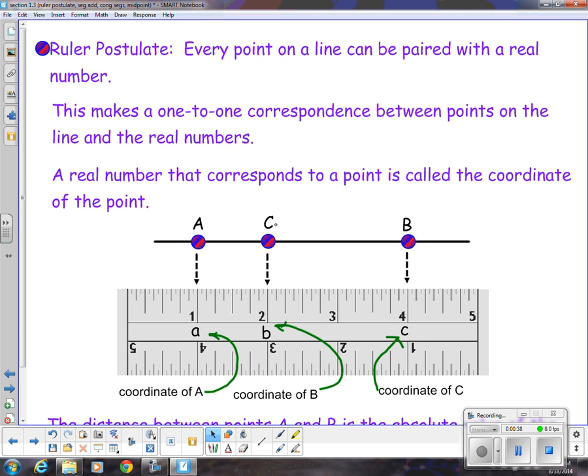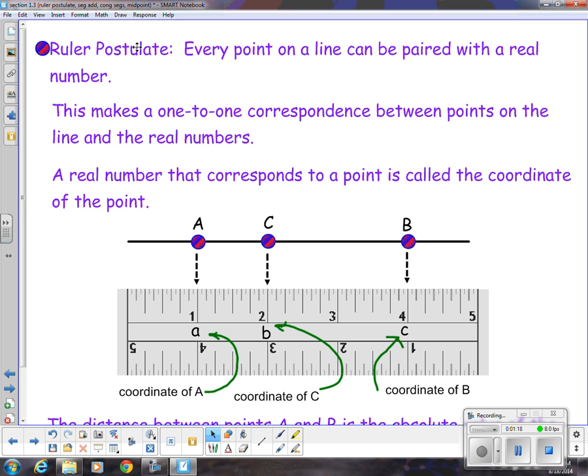So here I've drawn a segment actually, and I've labeled 3 points, and then I've put a ruler up to that. And notice that point A, we're going to assume that this segment starts there. And notice that this point A is linked with 1. So the coordinate of A is 1. And C corresponds to 2, so the coordinate of, oh, I've got this wrong, let me switch these. So the coordinate of C is 2, and then the coordinate of B is 4.